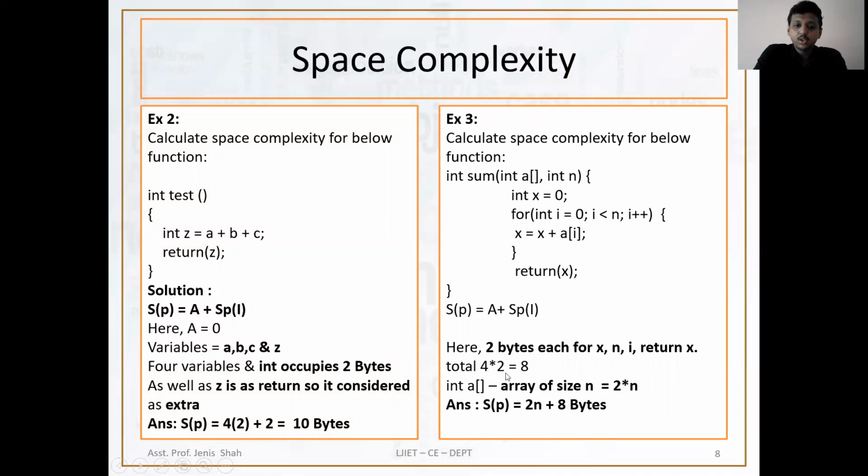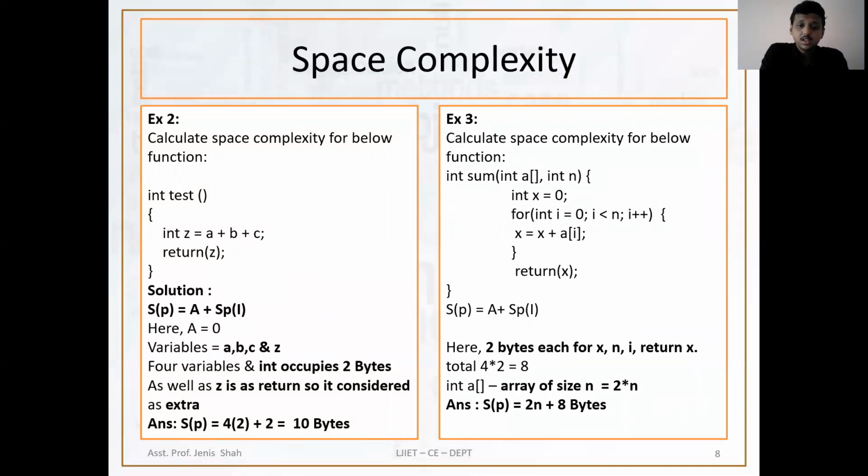So n, 4 into 2, is equal to 8. First of all, the variables are n, x, i, and return x. That means 4 for x, i, and return x. 4 into 2 is 8. Okay, fine.